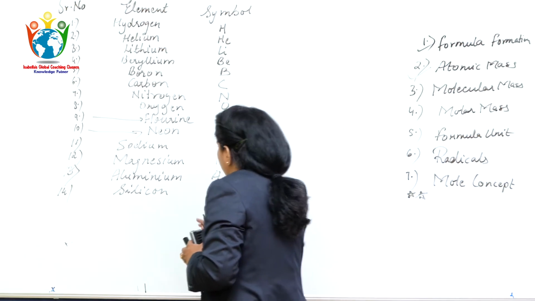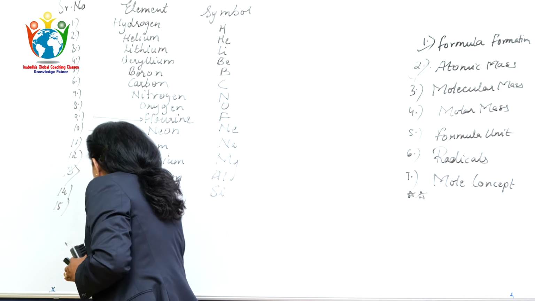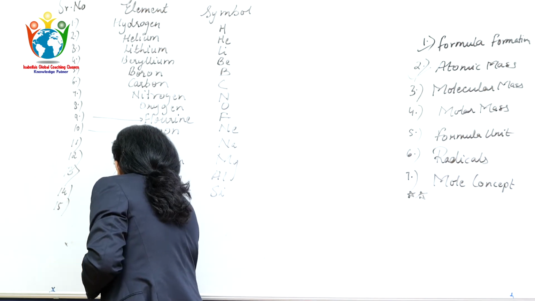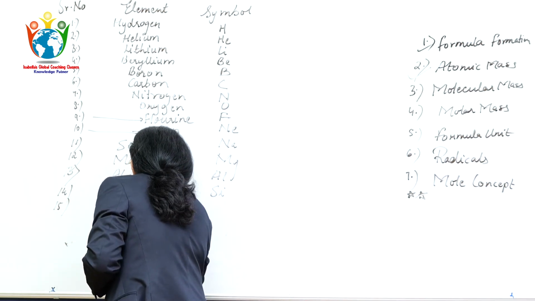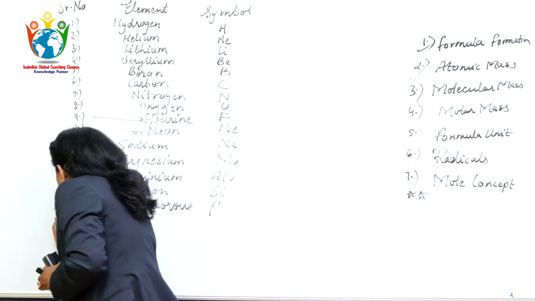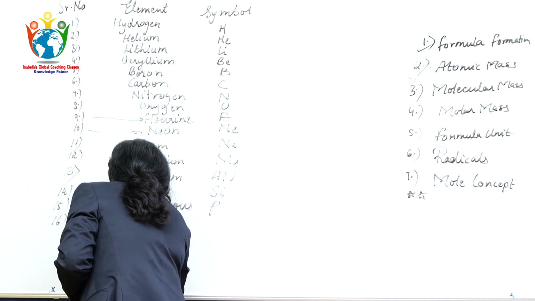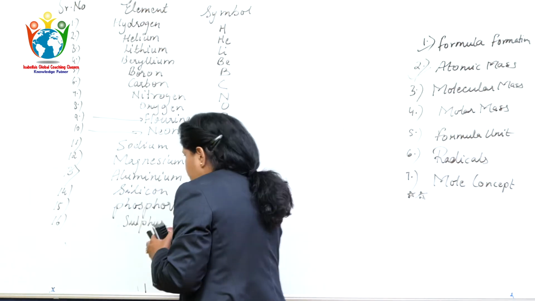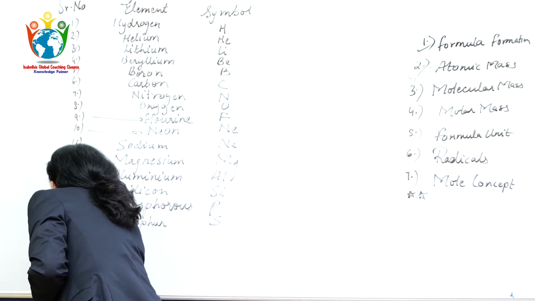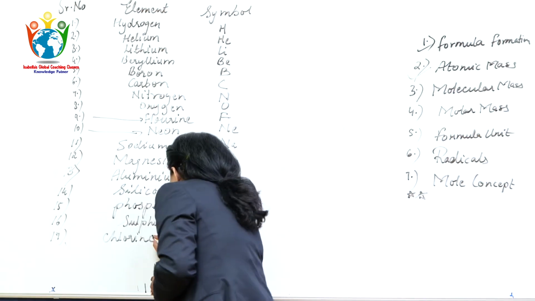Okay. Silicon, that is Si. 15th, phosphorus. Phosphorus is P. 16 is your sulfur, S. 17th is your chlorine, Cl.